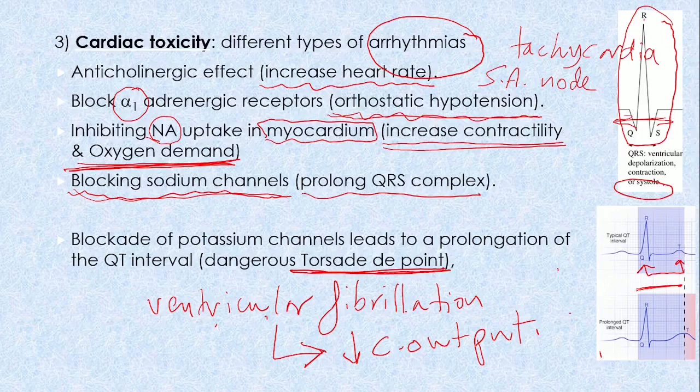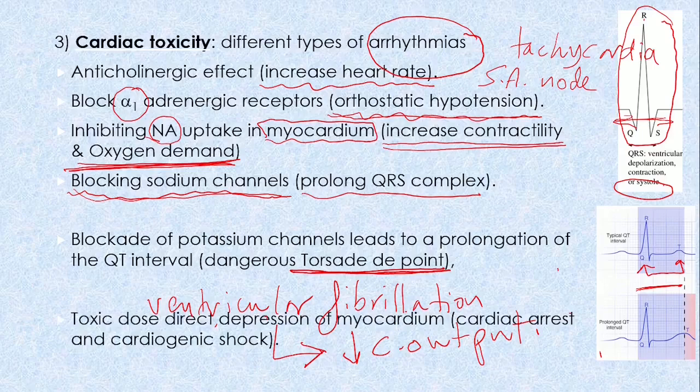Therefore, tricyclic antidepressants, by blocking potassium channel in the myocardium, lead to prolongation of the QT interval, and this will result in dangerous Torsades de pointes, which means ventricular fibrillation that might end up in sudden death. These are the cardiac toxicity of tricyclic antidepressants. They can produce different types of arrhythmia because of different action on the receptors and the ion channels in the myocardium. Okay. These are the pharmacological profile of the tricyclic antidepressants.